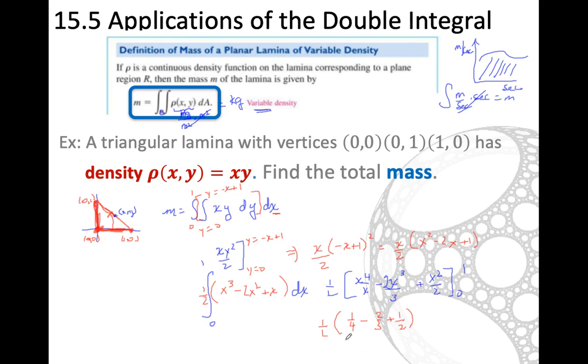Get a common denominator of 12. And this is 1/2 times 1/12 when you're done with that common denominator work. And I get 1 over 24. Okay, the total mass.